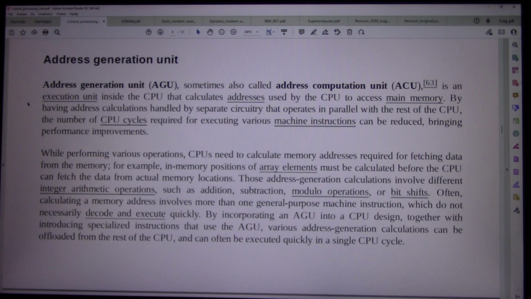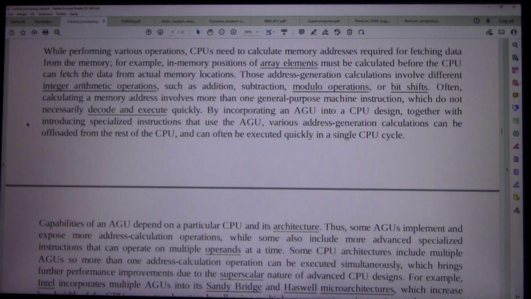While performing various operations, CPUs need to calculate memory addresses required for fetching data from the memory. For example, in-memory positions of array elements must be calculated before the CPU can fetch the data from actual memory locations. Those address generation calculations involve different integer arithmetic operations, such as addition, subtraction, modulo operations, or bit shifts.